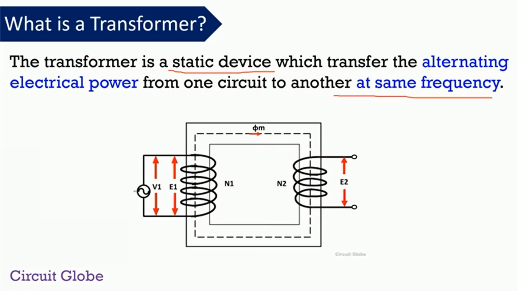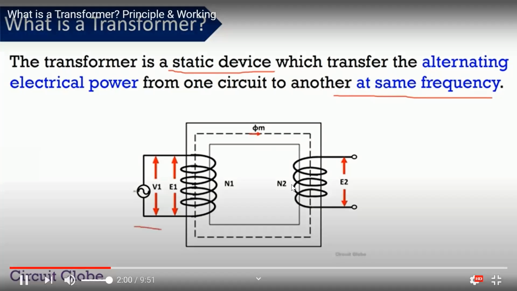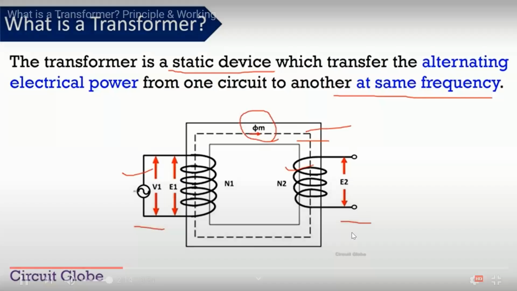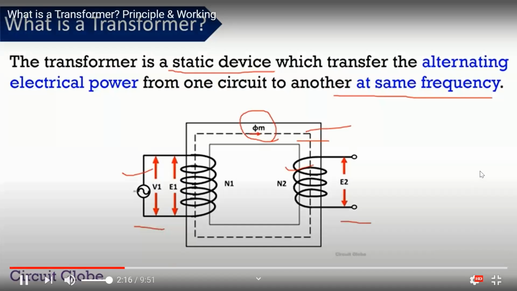Now how does the transformer transfer the power at the same frequency? Here you can see in this image the transformer consists of two electrical circuits and one magnetic circuit. These two electrical circuits are interconnected by one common magnetic circuit. With the help of this magnetic circuit, the transformer is capable of transferring the power at the same frequency.